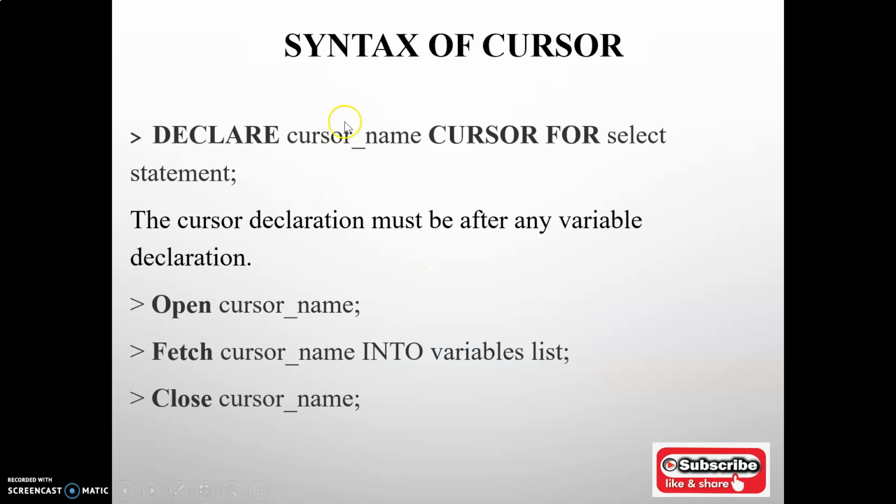So this is the actual syntax of the cursor which is to be created in MySQL: declare, cursor name, cursor for select statement. This is very important. We are supposed to write a select statement here. Any select statement we can write. For that, a result set will be created, and on that result set we execute the cursor. Guys, you must be understanding this point. The cursor declaration must come after any variable declaration. This is a very important part to be declared.